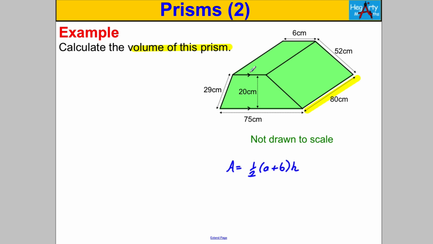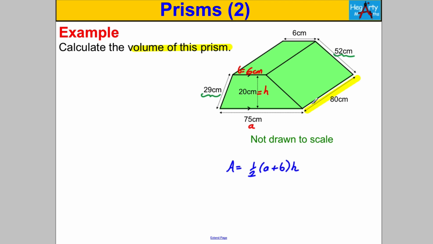So in this particular case here, this side and this side are the parallel ones. So I can call this a, let's say. This length here, because that's 6, this also must be 6. So our b is 6 centimeters. The distance they are apart, the perpendicular distance, we call h, and that must be the 20. So in this particular case, the slanted distance of 29 is a red herring, and this 52 here is a red herring.